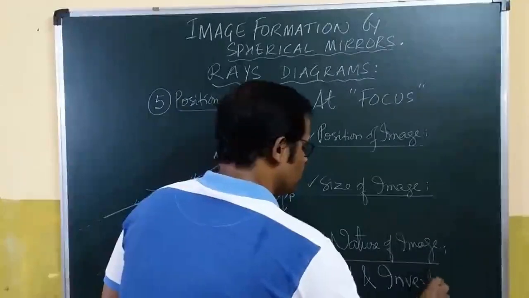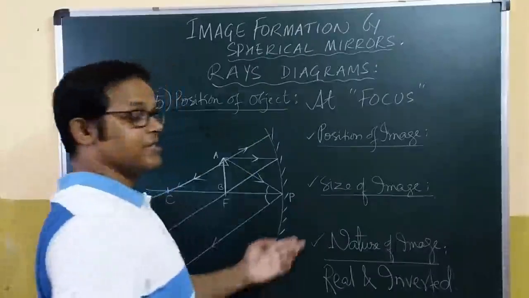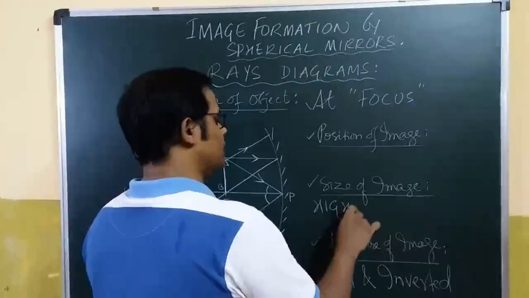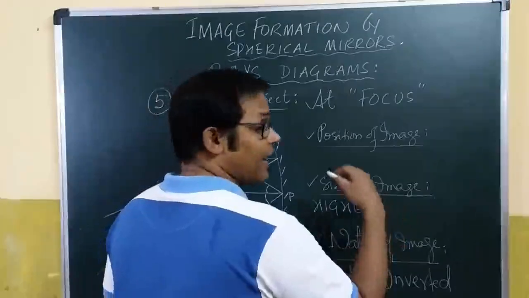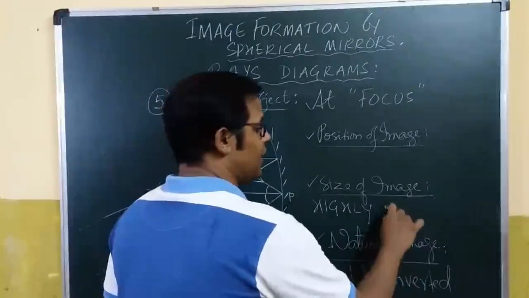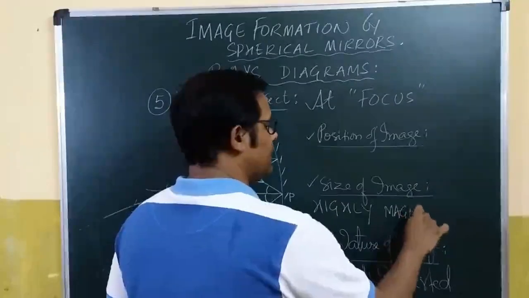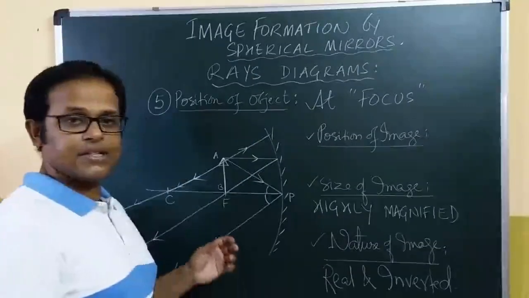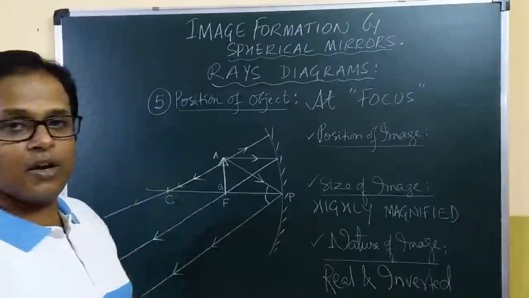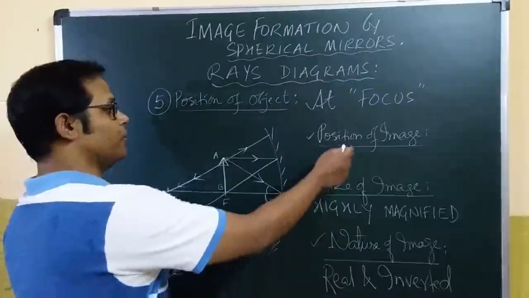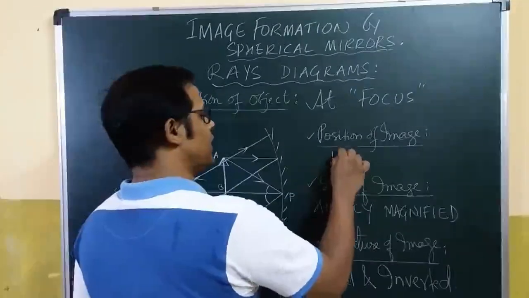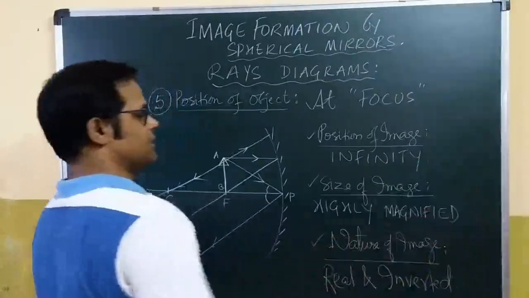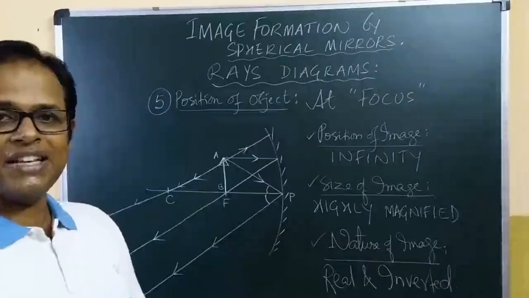So no doubts on that. But the size of the image, as you can see here, we can safely write, is going to be highly enlarged, or you can say highly magnified, much larger in size than the size of the object standing on the focus. So the position of the image in this case, we say the image is going to form at an infinite distance. The image is going to form at infinity.